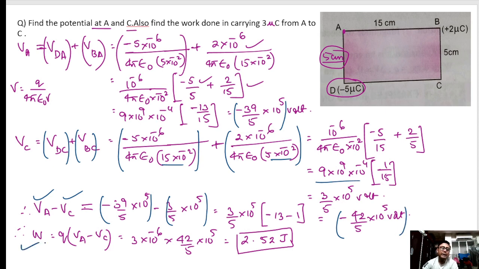So what is the work done to carry the electron? The work done if I carry a 3 microcoulomb from A to C. This is the 3 microcoulomb I want to carry from A to C. We know what is the potential here and here. So we found the potential difference also, which is this. So work done is potential difference into the charge. So this is the answer, 2.52 joules.